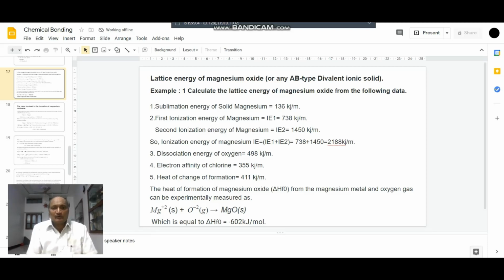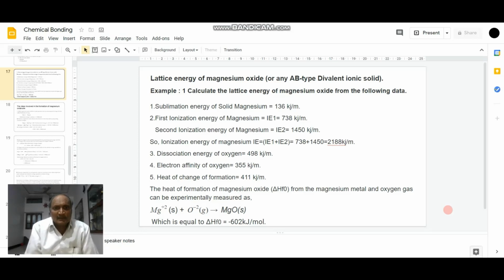Coming to the other values, the dissociation energy of oxygen is equal to 498 kilojoules per mole, and the electron affinity of oxygen is equal to 355 kilojoules per mole, and the heat of formation during the formation of magnesium oxide is equal to 411 kilojoules per mole.